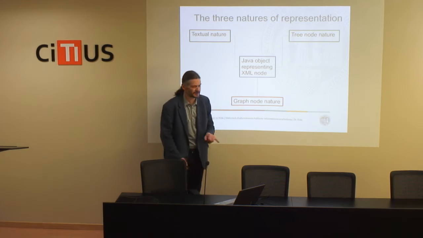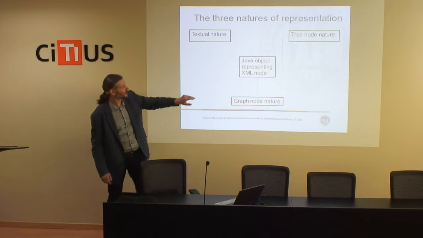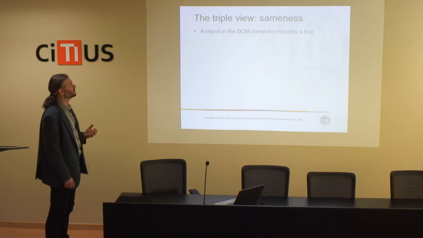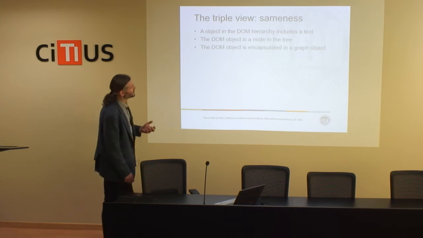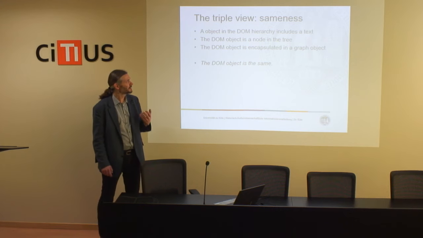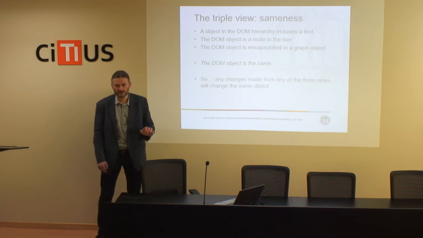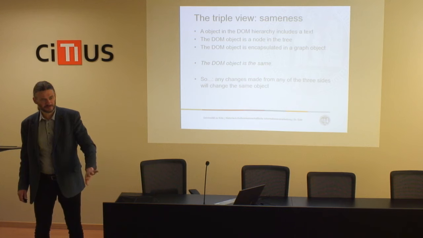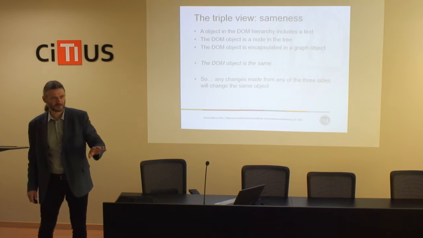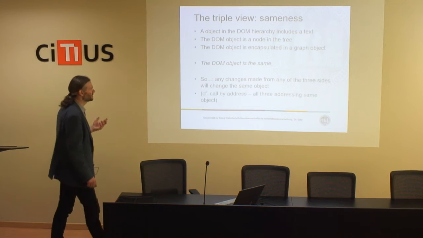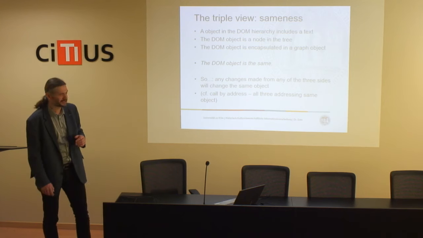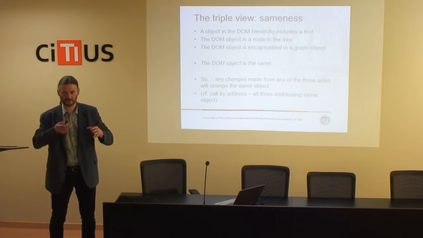But you can also treat it as a graph node because of the encapsulating object. So that means that you have an object in the DOM hierarchy, which includes a text, and it's a node in the tree, but it's also encapsulated in this graph object, and the DOM object is, of course, the same. Which means that if we make changes seeing this from the graph, then as long as they're legal within the DOM structure, they will also be reflected there, and what we have is something similar to function calls using call by address. You are operating on the common object from different sides.